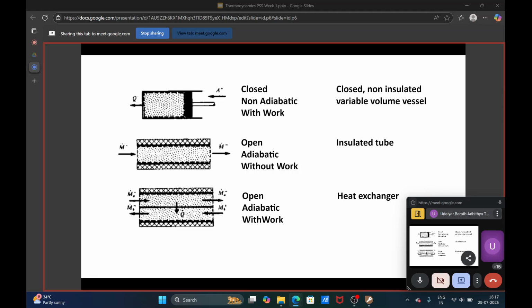Similarly, you have two tubes. This is like a heat exchanger. So you have two tubes where there is heat transfer between them, and there is mass transfer happening. If you assume the whole system again here, you have mass transfer going outside the boundaries. So this is again an open system. The example is a heat exchanger.